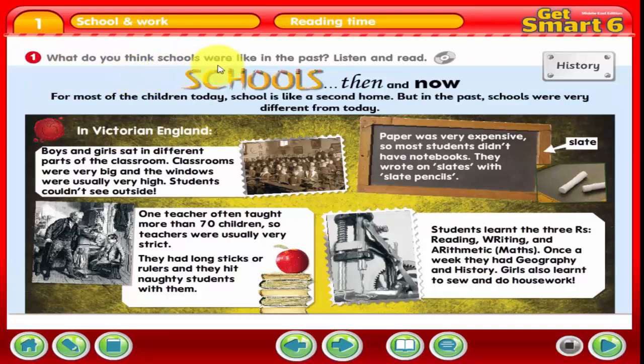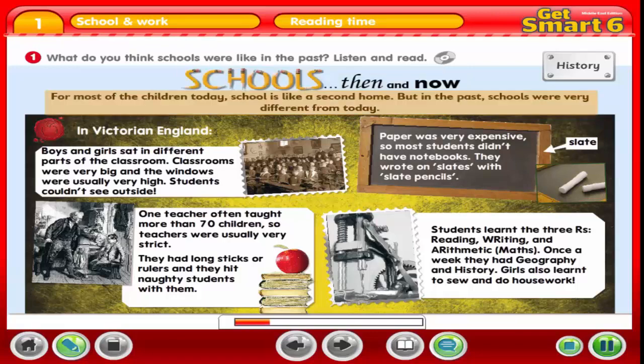What do you think schools were like in the past? Listen and read. What do you think? Schools then and now. Let's listen then discuss. Activity 1. What do you think schools were like in the past? Listen and read. Schools, then and now.